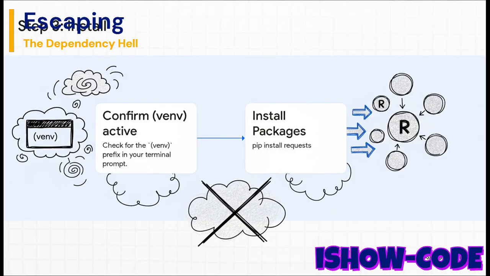And now for the final step, the whole reason we're here, installing your packages. As long as you see that little venv in your prompt, you just use pip like you always have. Nothing new to learn. The huge difference is when you run pip install requests now, that library gets installed only inside this project's venv folder. It doesn't touch anything else on your computer.